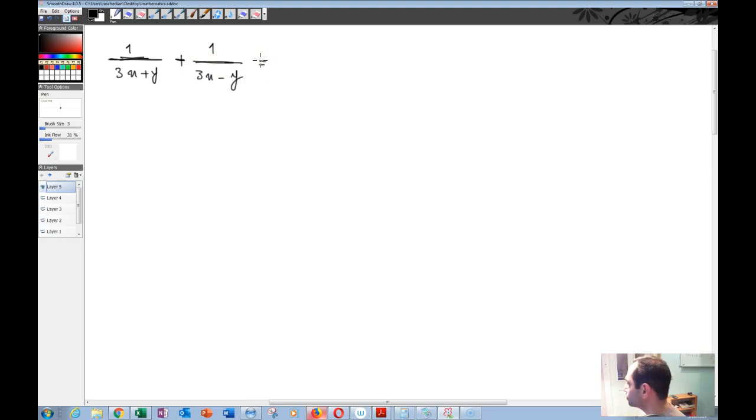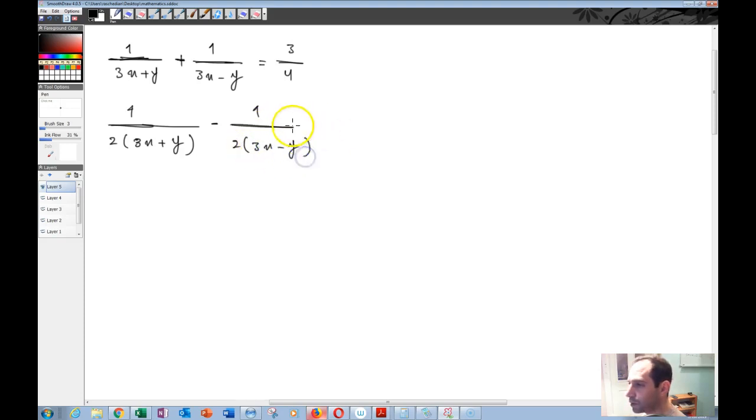That is equal to 3/4. And 1/2 times 3x plus y, minus 1/2 times 3x minus y, is equal to -1/8. So you have these two equations and you want to solve them.